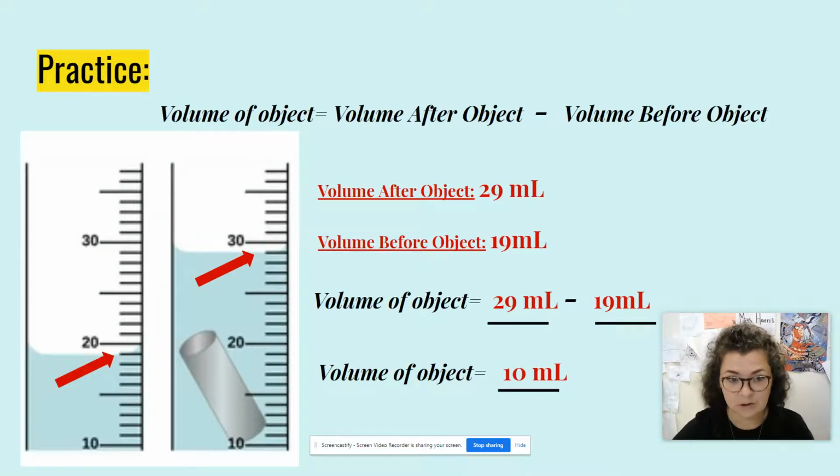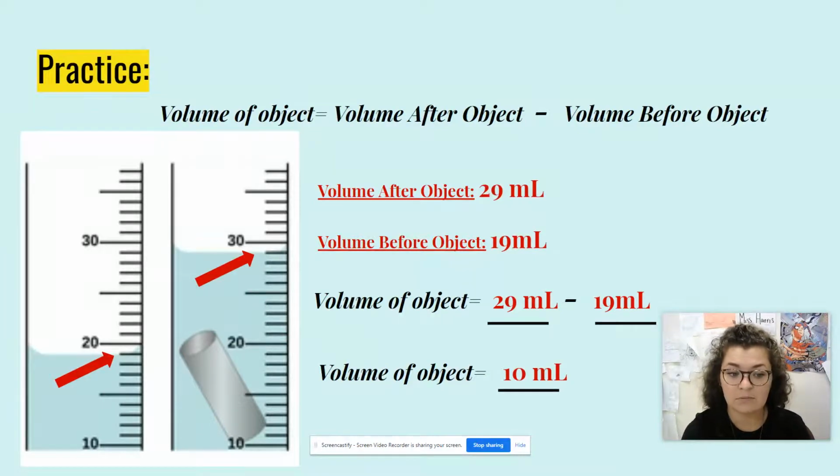Here's an example. So I went ahead and put your arrows and I did all the work for you, but let me walk you through. So we've got your equation. The volume of an object equals the volume of water after the object minus the volume before the object. Now the volume after the object, if we look, it looks like we've got 20 and then 21, 22, 23, 24, 25, and then 26, 27, 28, 29. Okay, so 29 is where the meniscus is, that lowest level of water. So 29 is the volume after the object.